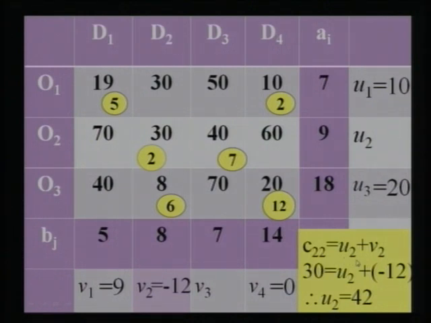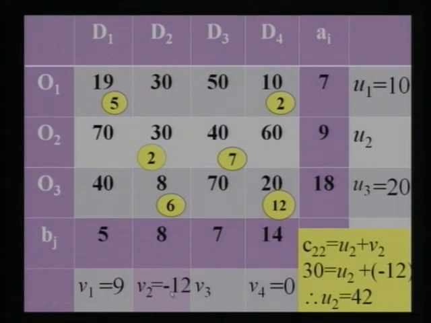C22 is equal to U2 plus V2. Once V2 is known, now I can calculate U2. What is U2? Not known. What is V2? Minus 12. What is C22? It is 30. Remember, I am using this occupied cell, the cell where I am pointing using the arrow. So we get U2 is 30, minus becomes plus, 30 plus 12, 42 if you take this on this side. So the value of U2 is 42. Okay, so all Uis are calculated.